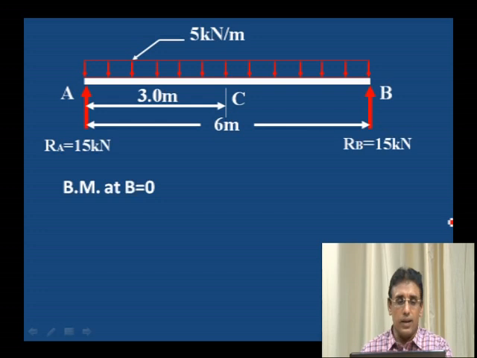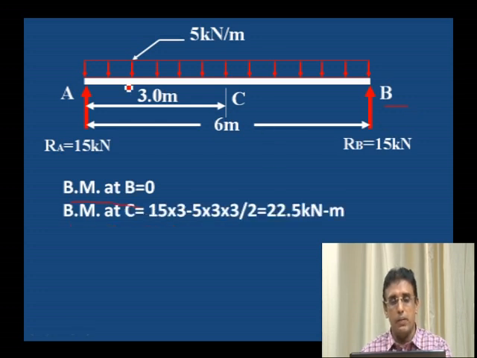Now calculate the bending moment at B. Bending moment at B is equal to 0. Bending moment at C, the right side of C we have to consider. Right side of C is 15 kilonewton, RB, into distance 3 meter. From C to B the distance is 3 meter. This is anti-clockwise, that is why it is considered as plus.